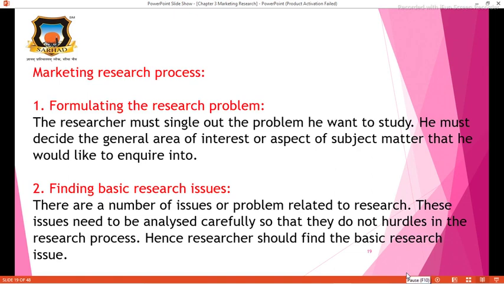The second step is finding basic research issues. There are a number of issues or problems related to the research. These issues need to be analyzed carefully so that they do not become hurdles in the research process. Hence, the researcher should find the basic research issues.